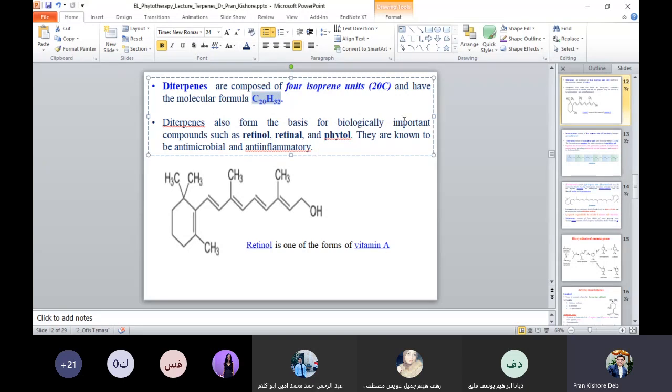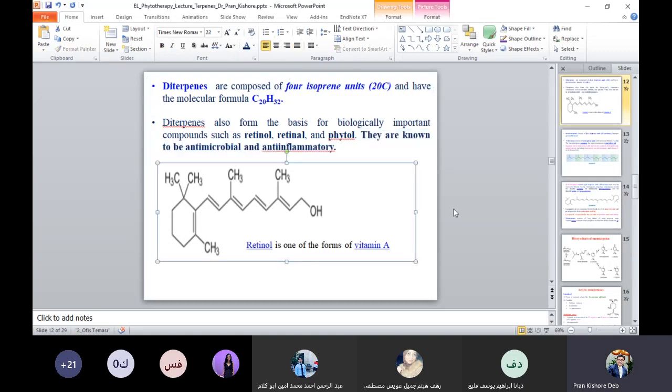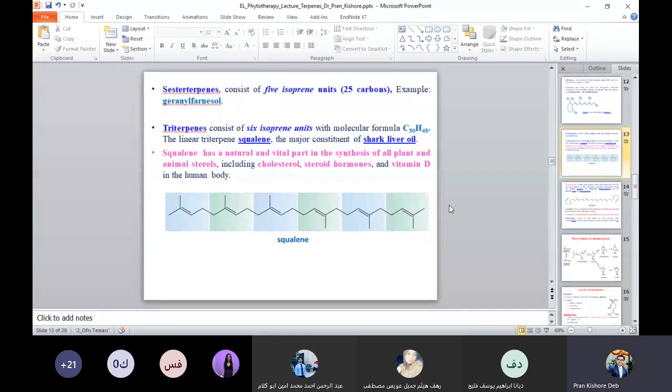Diterpenes also form the basis of biologically important compounds such as retinol and phytol. They are also known to be antimicrobial and anti-inflammatory. There are a lot of antimicrobial and anti-inflammatory compounds that are diterpenes in nature. One example is retinol. Next, sesterterpene contains 5 isoprene units, that is 25 carbon. An example is geranyl farnesol.